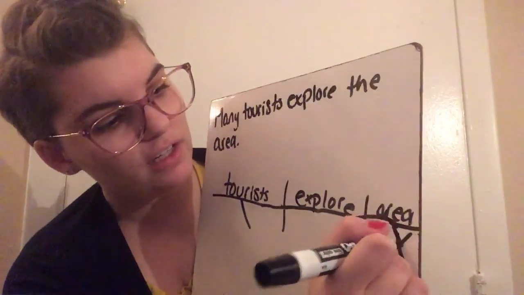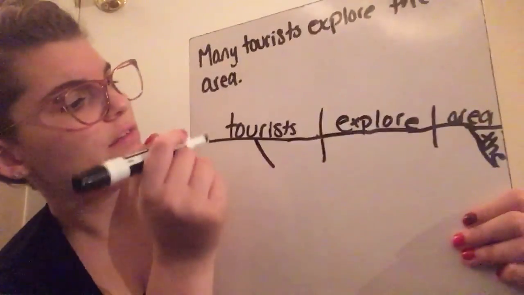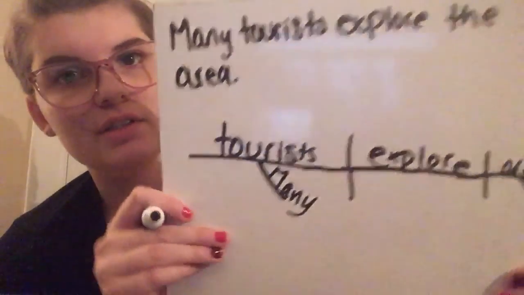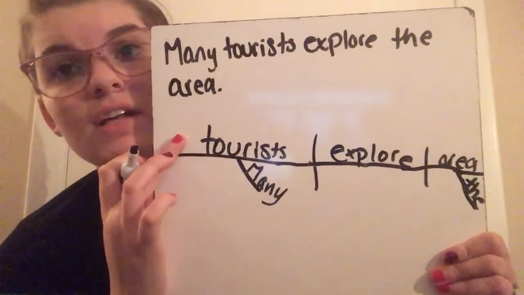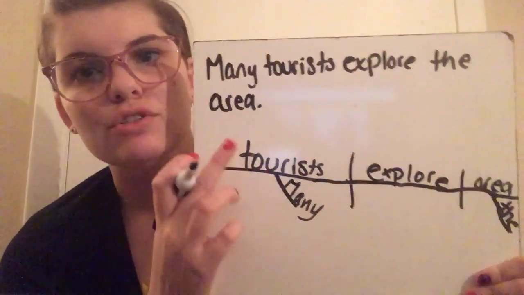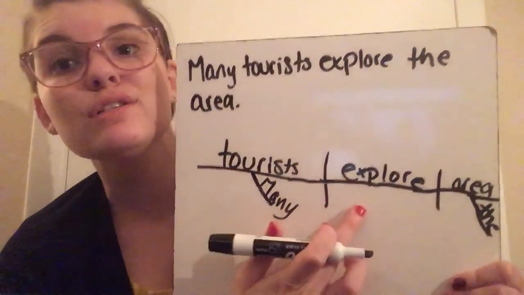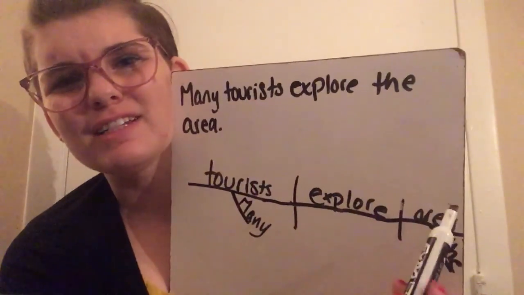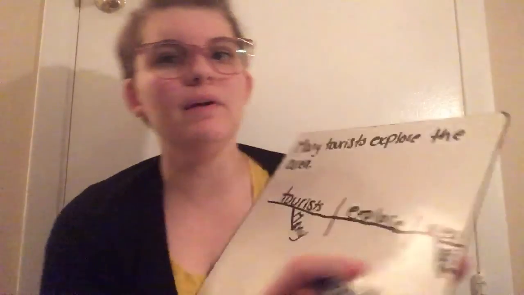So what area? The area. What tourists? Many tourists. So you can see tourist is the subject. It's modified by the word many. So tourists, what did they do? The verb, they explore. What do they explore? Area. But what area are they exploring? The area. Okay? And I'll do number 2 with you as well. These are going to get more complex throughout the week, but I'm still going to be going over them with you. Okay? Let's try one more.